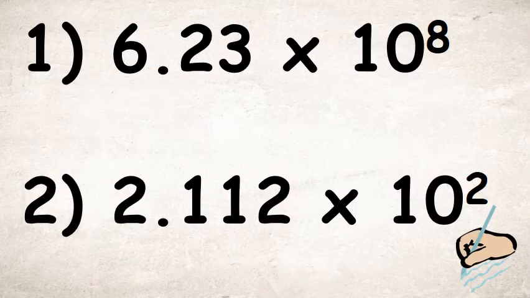First up, we've got these two numbers, 6.23 times 10 to the power of 8 and 2.112 times 10 to the power of 2. Look at the powers here, they are positive. So what does that mean? Are they large or small numbers? Think. Okay?